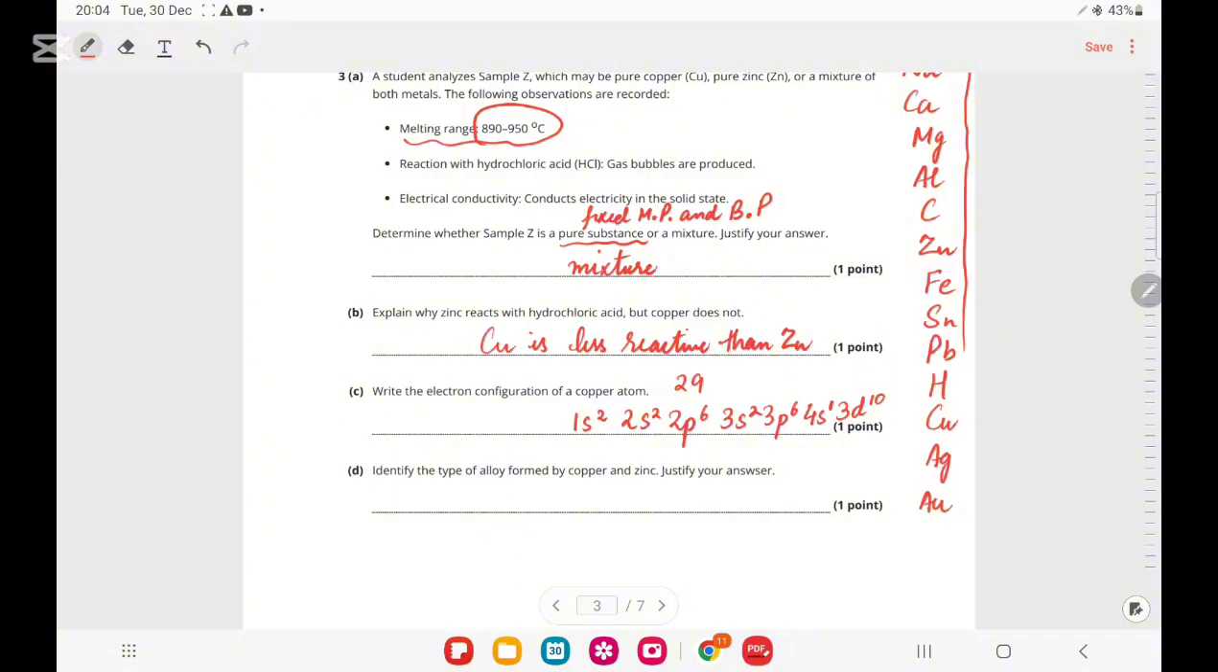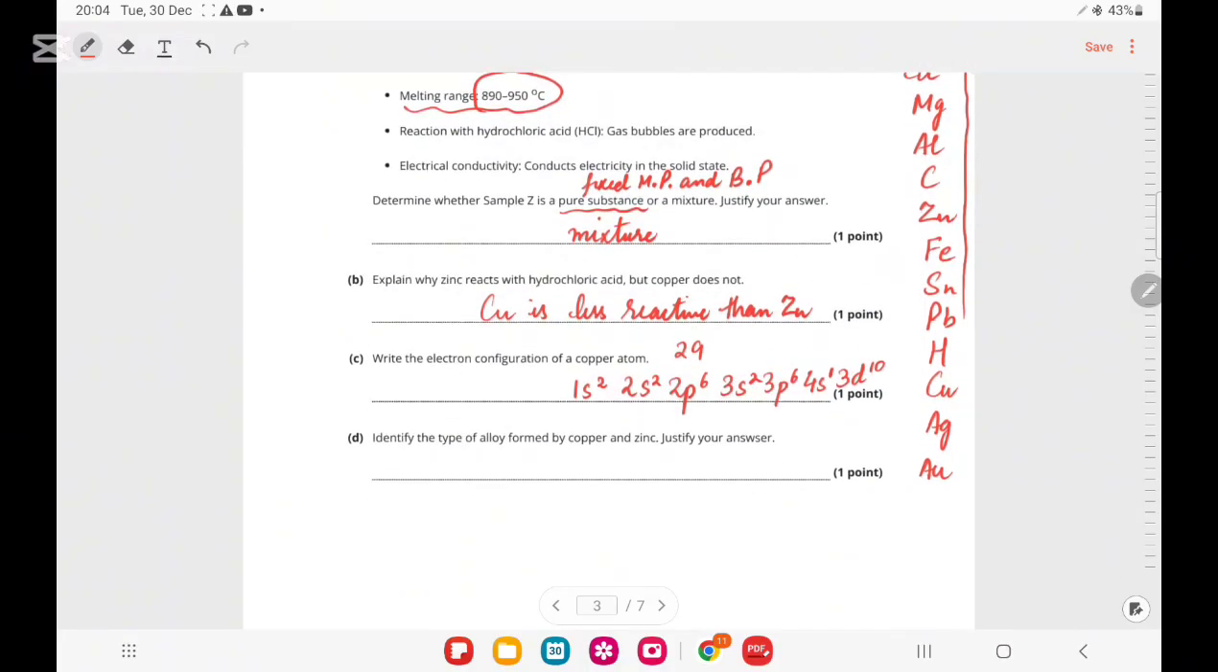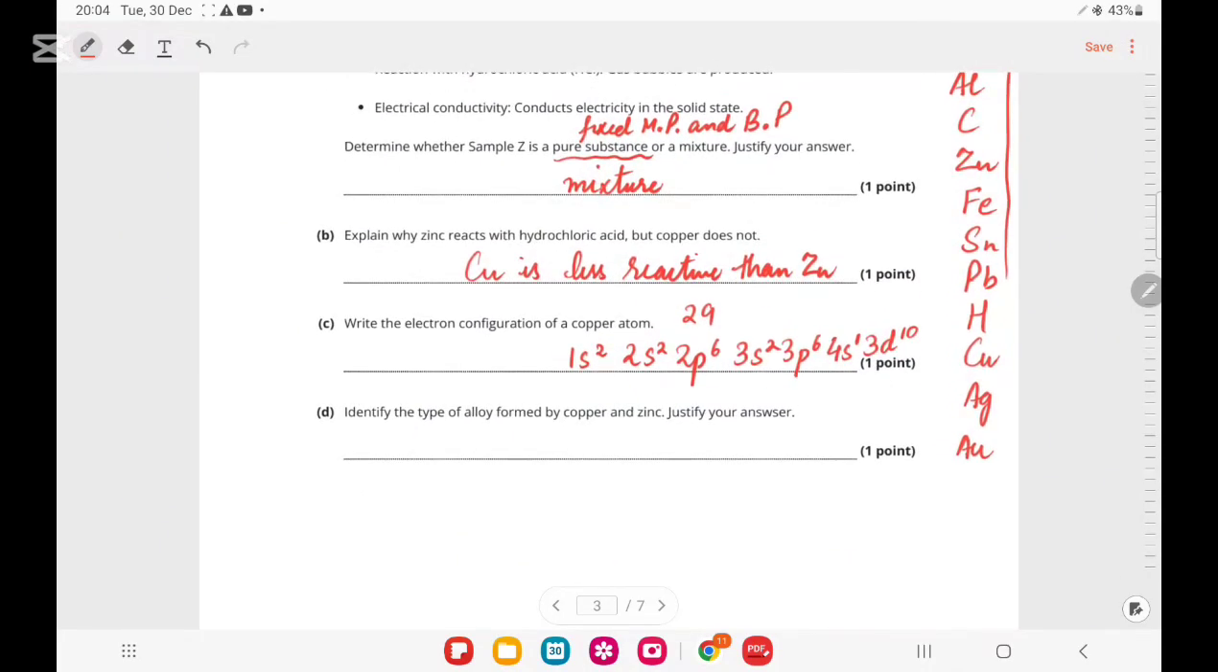Identify the type of alloy of copper and zinc. So copper and zinc both have almost the same size. The alloys which have the same size are called substitutional alloys.